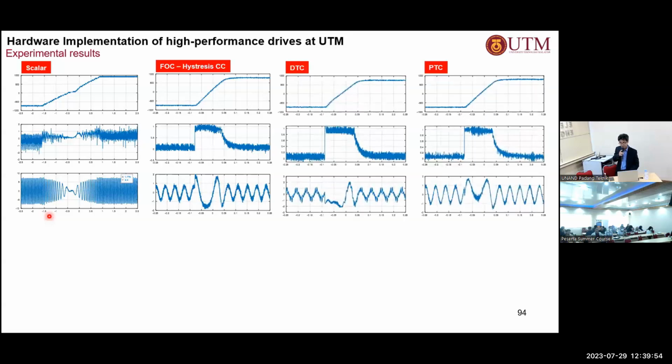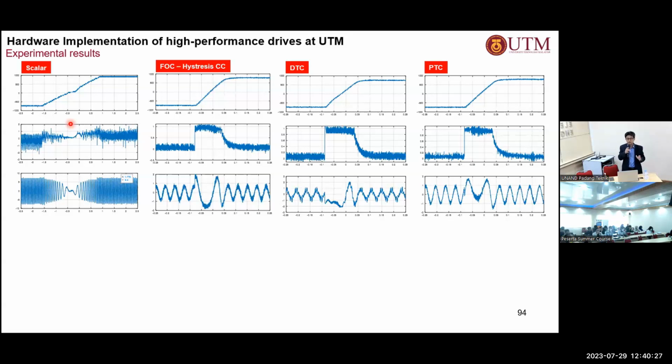That's on the scalar control, and I show the results anyway. You see, the first one is the speed. This is the torque, and this is the stator current, phase A. You can see that for the scalar control, I'm reversing the speed from minus 700 RPM to plus 700 RPM in how many seconds there? 2.5 seconds. It takes a long time to reverse the speed if you use scalar control, right?